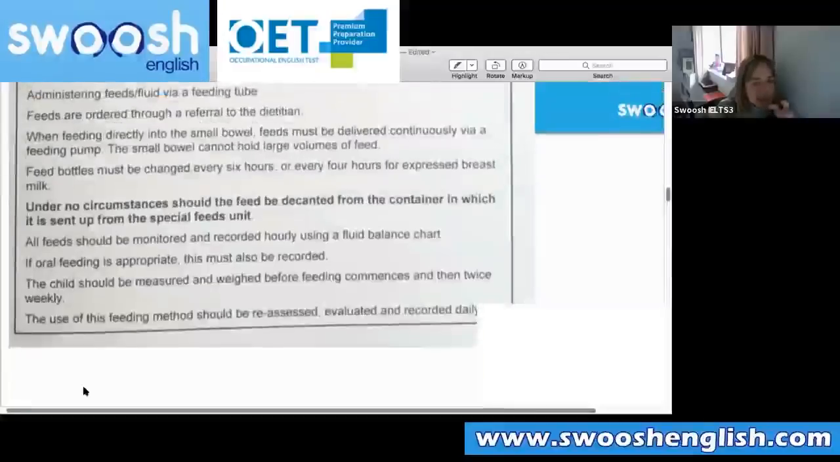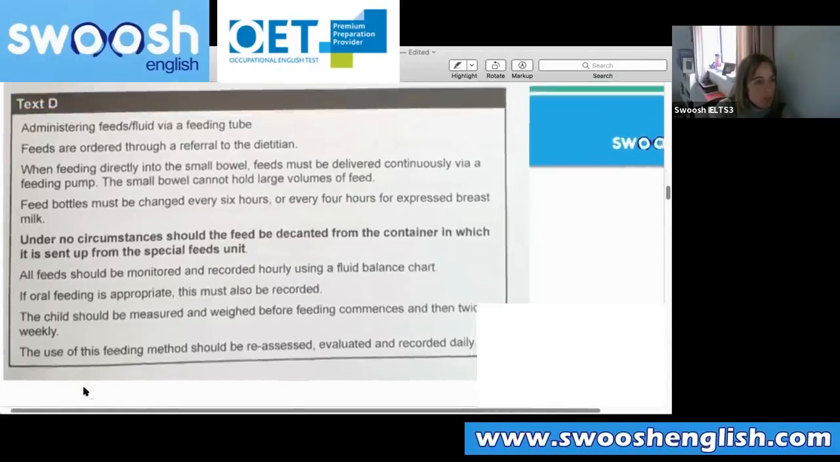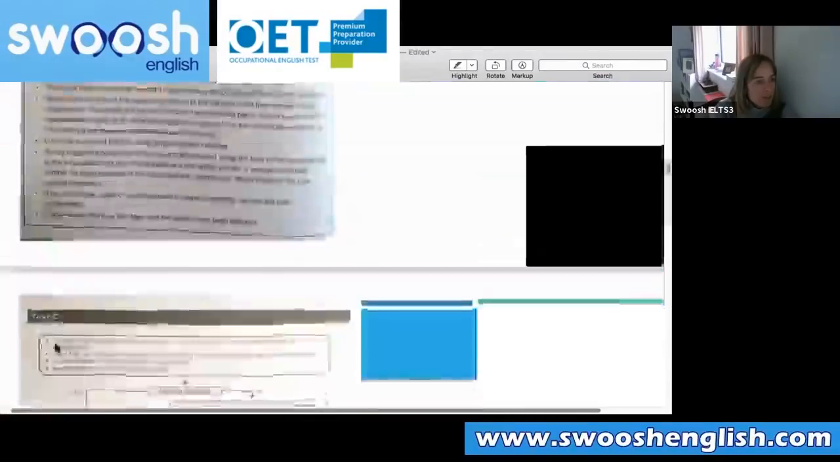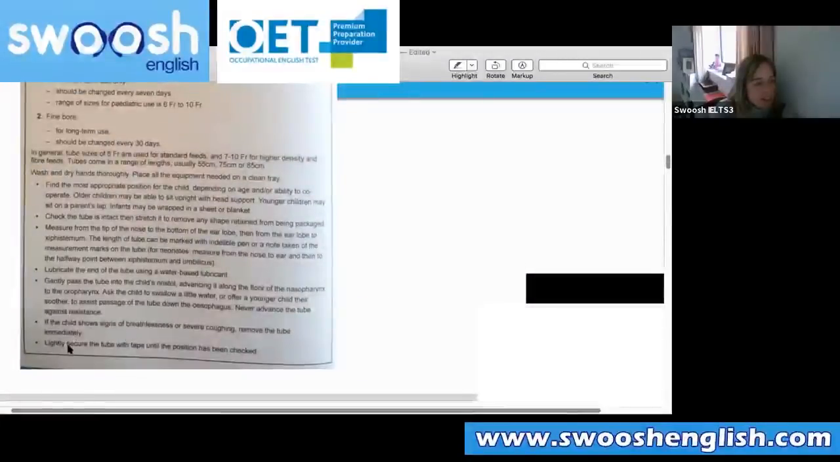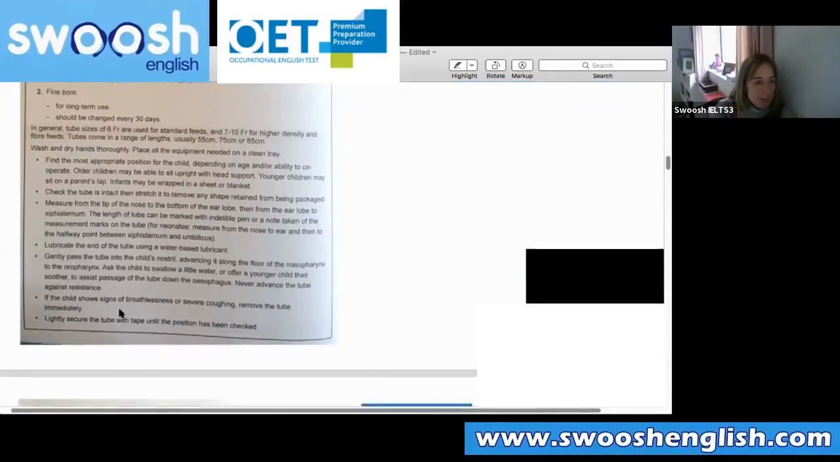So everybody, I think sometimes you're getting the answers, try, for example, like with lubricant just now, it was actually water-based lubricant. So you have to really look for the answers. And also with this one, lightly secure the tube is already in the question. So you can't have that part in the answer. Yeah, so just tape.